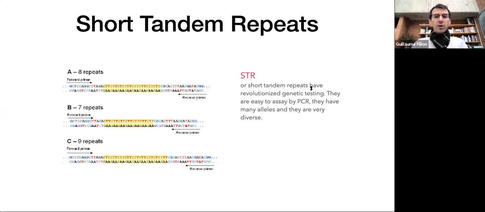They have revolutionized genetic testing. They are easy to assay by PCR. They have many alleles, and they are very diverse. So what is a short tandem repeat? This is usually a tandem repeat of 3, sometimes 4 nucleotides. Tandem means that the repeats are really next to each other. They're not interspersed, they're really in tandem. So one unit, the other, etc. That's what a tandem repeat is. And short because they're like 3 or 4 nucleotides.